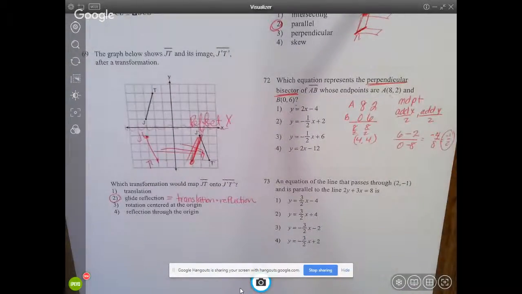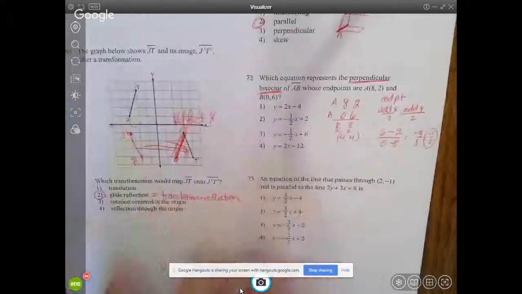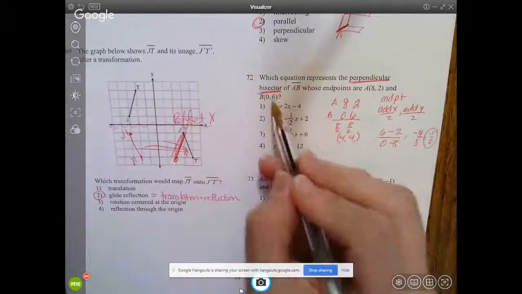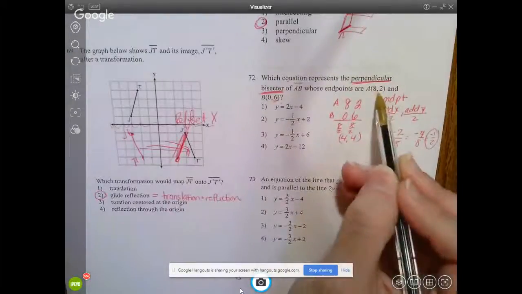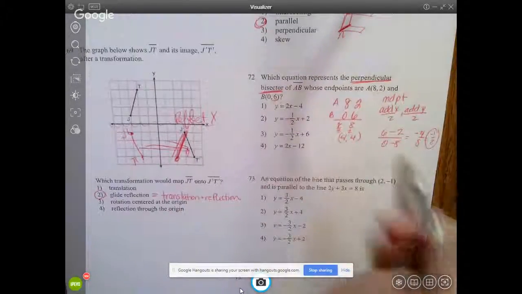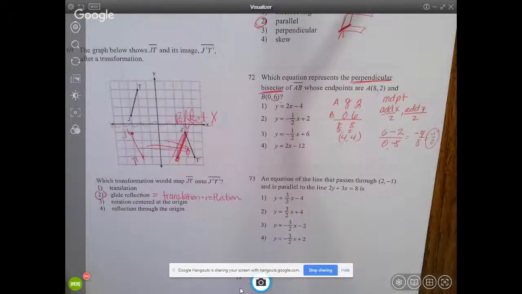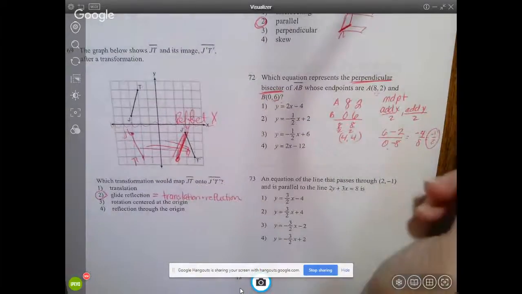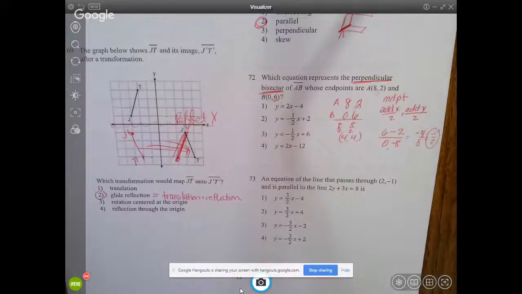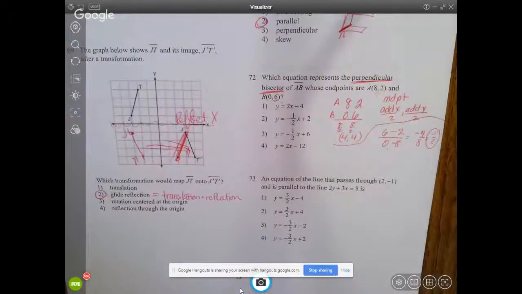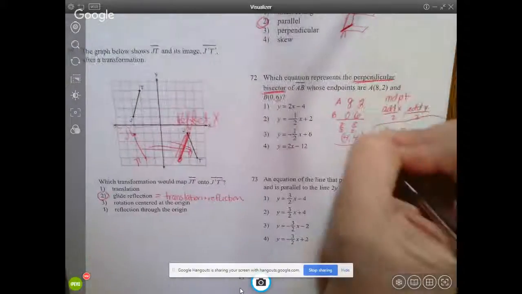I thought it was y2 minus y1 over x2 minus x1. It is: 6 minus 2 over 0 minus 8. We good? Okay. And the add was for the midpoint, and now this one is slope.